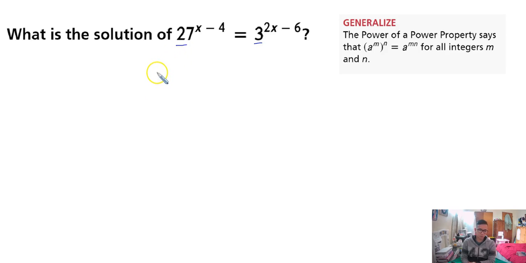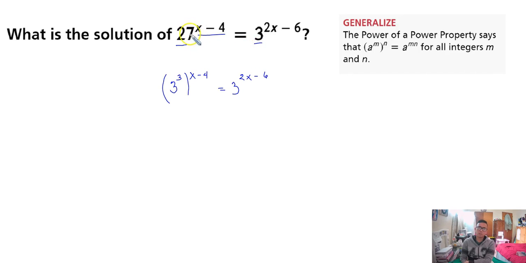All right, so let's start with the power property. It seems that 27 will be 3 raised to 3, right? Because 3 times 3 is 9, times 3 will give us 27. And then we still have that exponent here, which is x minus 4, is equal now to 3 raised to 2x minus 6. One of the most important again is that they need to have the same base. Now, in this case, they don't have the same base because this one is 27, this one is 3.